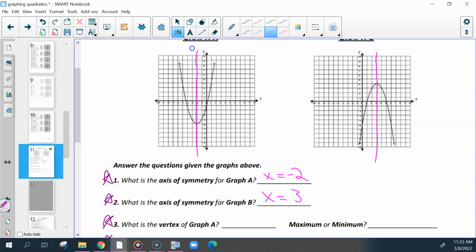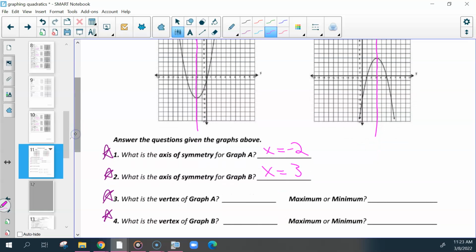For your vertex, you're looking at your lowest and highest point on these graphs. For graph A, what is your vertex? Yes, but it has to be in order pair. So -5 is your y value. What's your x?